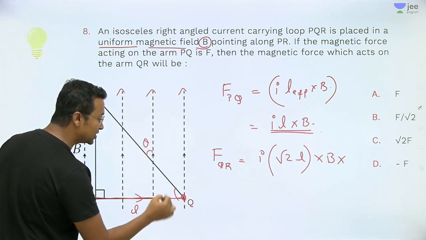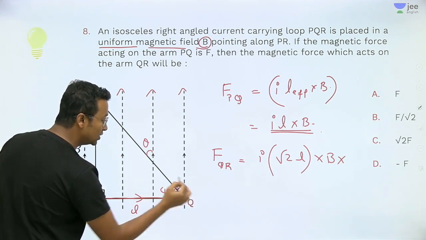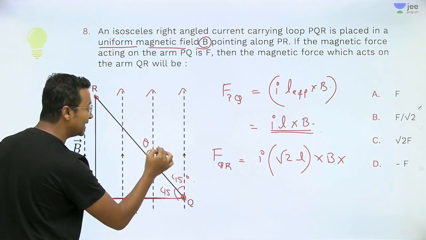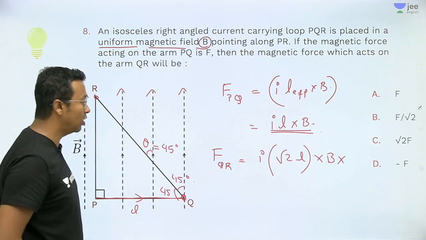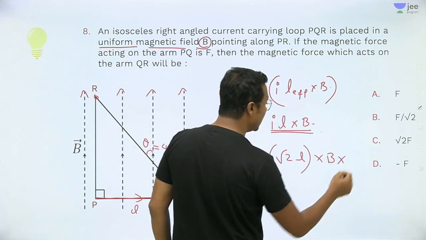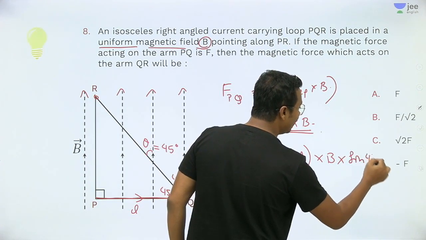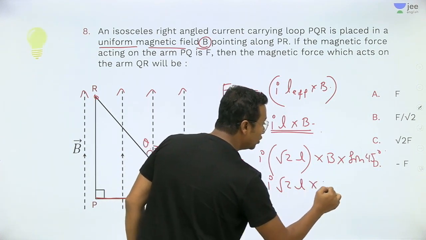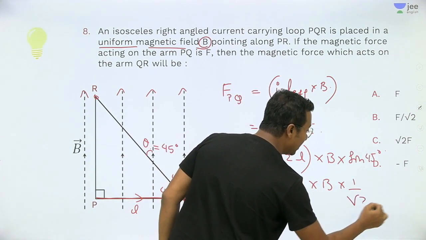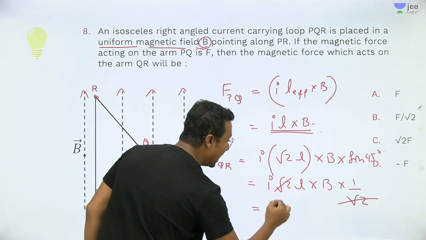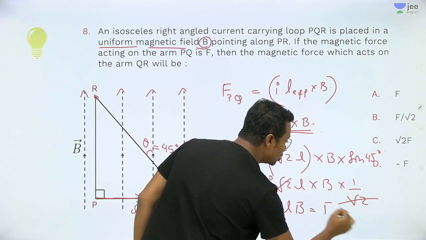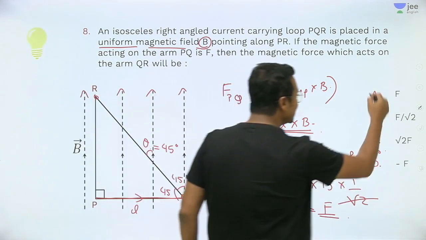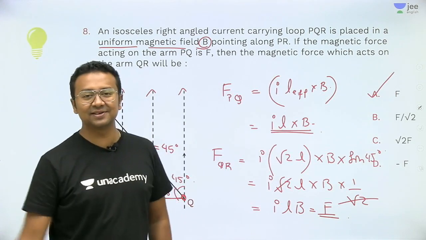It is an isosceles triangle, so this will be 45 degree. So this will also be 45 degree. If this is 45 degree, corresponding angles theta will also be 45 degrees. Alright. So I can write here B into sine of 45 degree. If you calculate it, it will be I root 2L into B into 1 divided by root 2. Root 2 will cancel. ILB, that means it will also be equal to F. Alright, simple. So, option A is the correct answer.